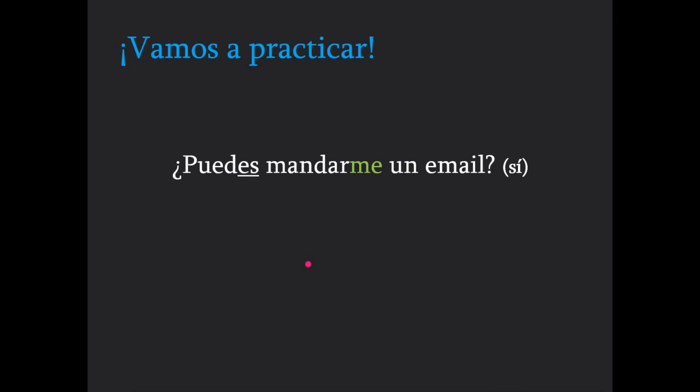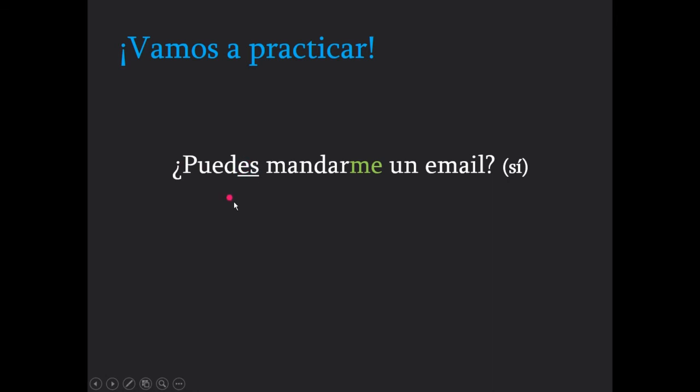So let's look at the question. ¿Puedes mandarme un email? The question, of course, asks, can you send me an email? Literally, we could say, are you able to send me an email? Now I have this es underlined because when you answer, you're going to say, yes, I can. So we're going to have to change our ending here.